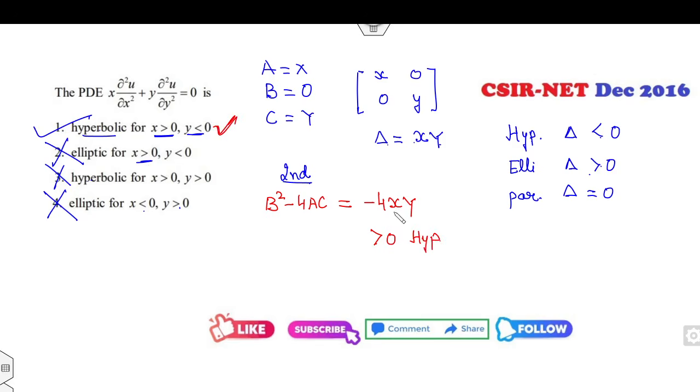When x is greater than 0, y is less than 0, it's positive. Because of this negative, it is not elliptical. When both are positive, it is less than 0, then it is elliptic, but he said hyperbolic. When x is less than 0, y is positive, then it is greater than 0, which is hyperbolic. Again this option is cancelled. A is my right answer of this problem.